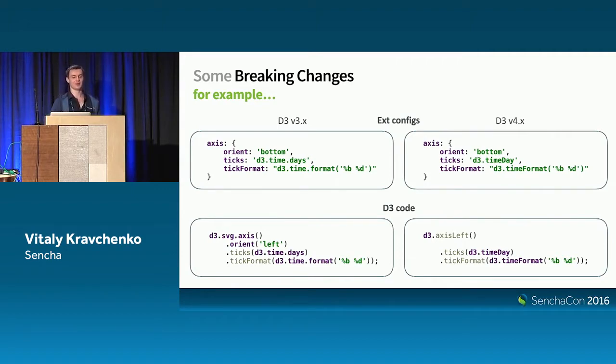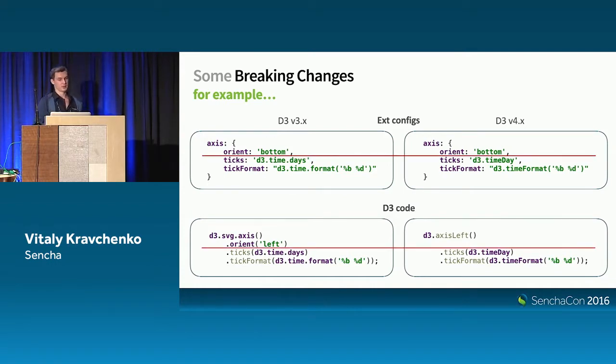So what we have here is our Ext configs. The left-hand side is D3 version 3, and the right-hand side is D3 version 4. And on the bottom, we have the actual D3 code that is generated as the result of us using these configs. So our config at the bottom is still the same, even though the generated D3 code is vastly different, right? It used to be d3.svg.axis().orient('left'), and now it's just axisLeft. We managed to preserve compatibility.